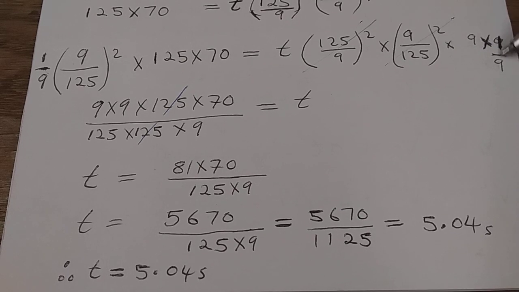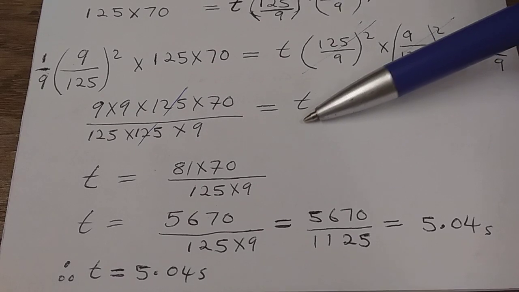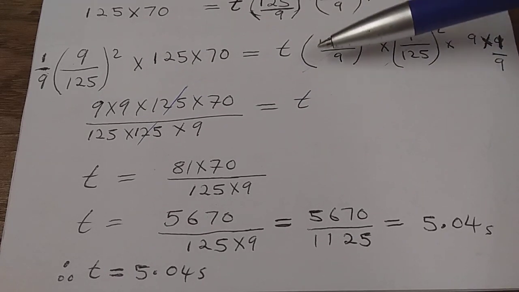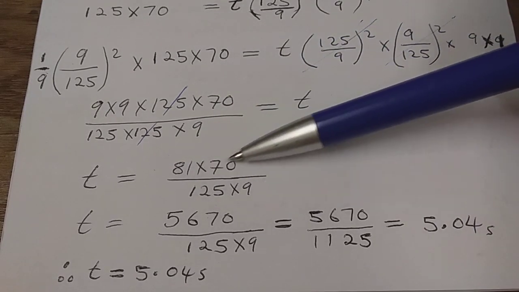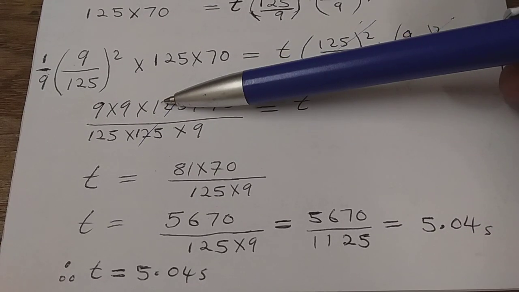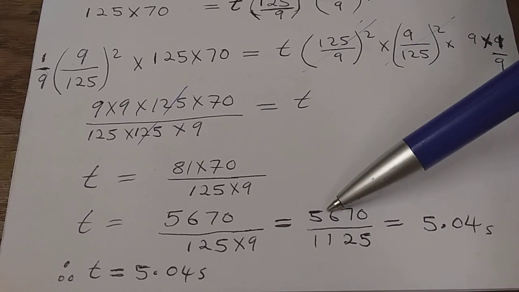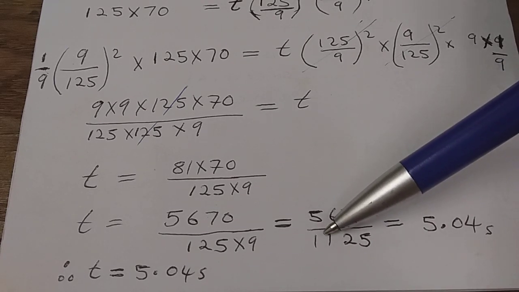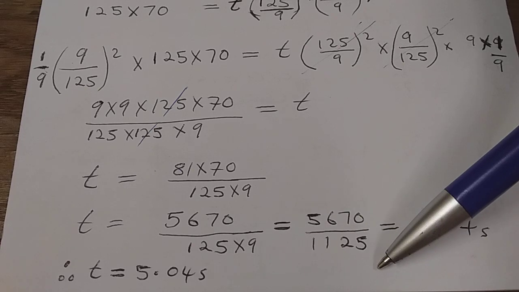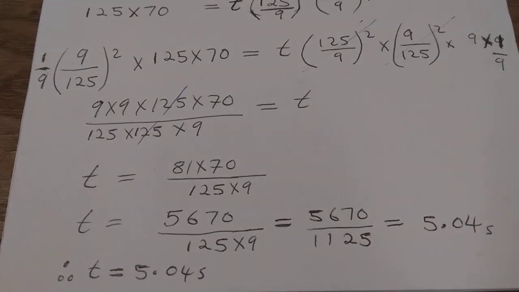So here 9 times 1, everything here on the right gives you 1 times t, which is just t. Okay, so multiplying the numerator, it gives you 81 times 70. This they just cancel, and then in the end you are left with 670 over 1125. When you divide, you get this as an answer, 5.04 seconds.